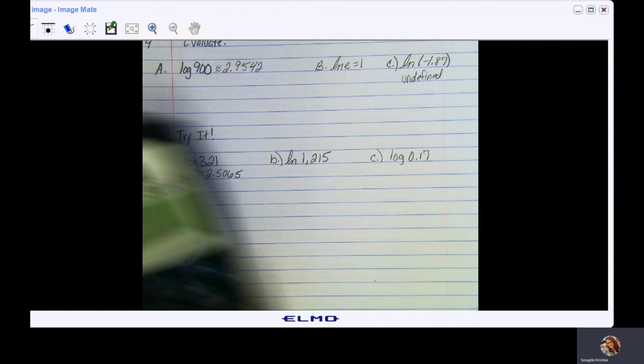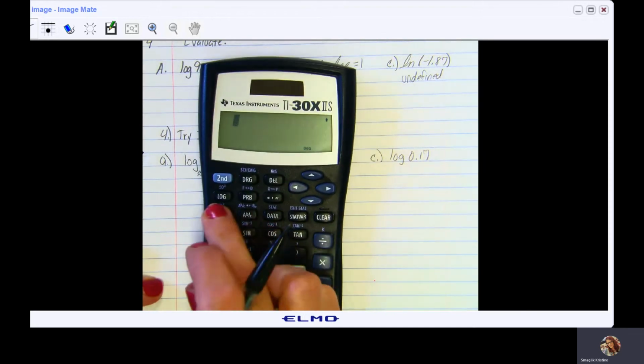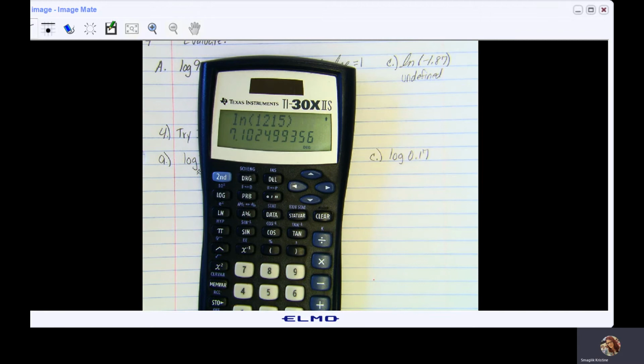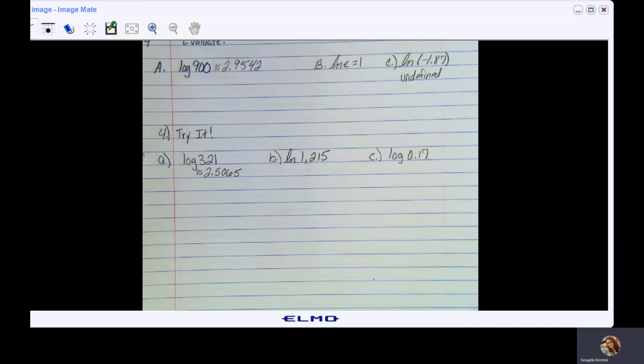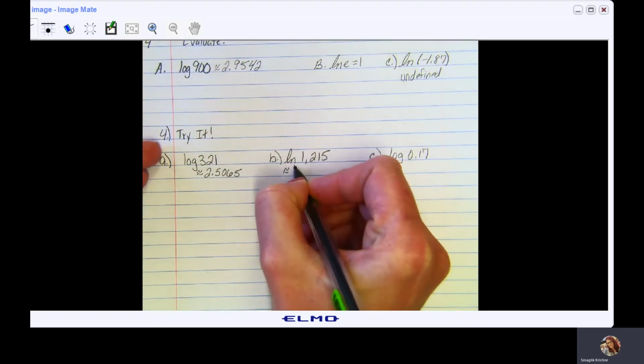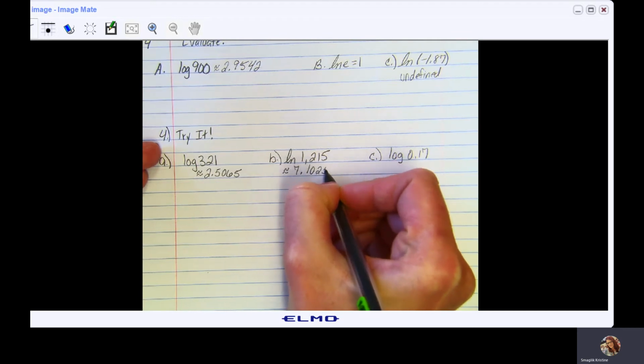Natural log of 1,215. Natural log of 1215 and parenthesis. And we get 7.102. We're going to round up 5. So this is approximately 7.1025.